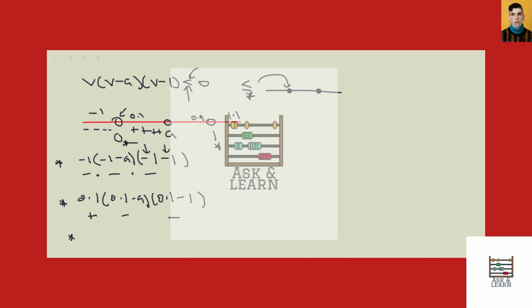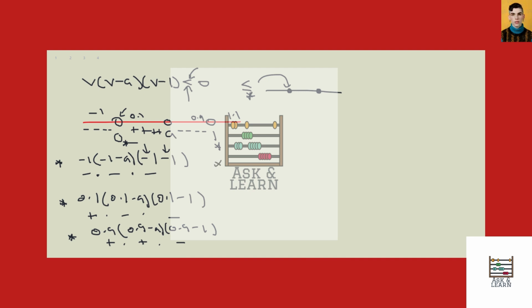The next thing is to pick the 0.9. So we have 0.9, 0.9 minus a, and then 0.9 minus 1. So 0.9 is positive, and 0.9 minus a, that means 0.9 is to the right of a, so it's going to give us a positive number in that parenthesis. 0.9 is to the left of 1, so it's going to give us a negative number. A positive times a negative, you can see that's going to give us a negative number. So in between a and 1, we have a negative number.